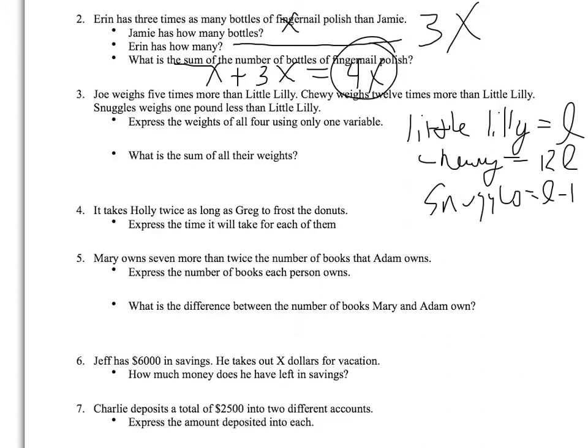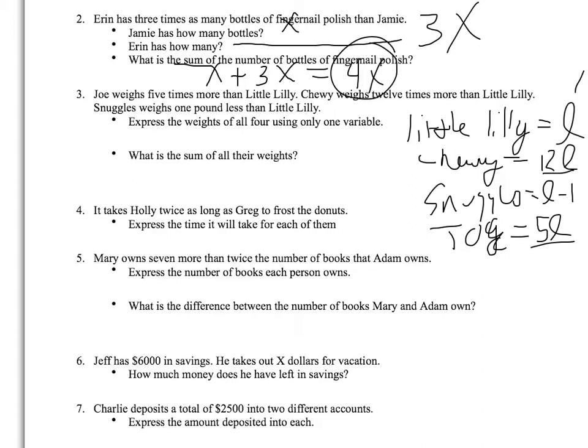So Joe weighs 5 times more than little Lily. I guess that's the one that we don't have here. 5 times more than little Lily. Joe weighs 5L. Okay, so little Lily, we said L. Since Joe weighs 5 times more, that's 5L. Chewy weighs 12 times more, that's our 12L. And Snuggles weighs 1 pound less, that's our L minus 1.